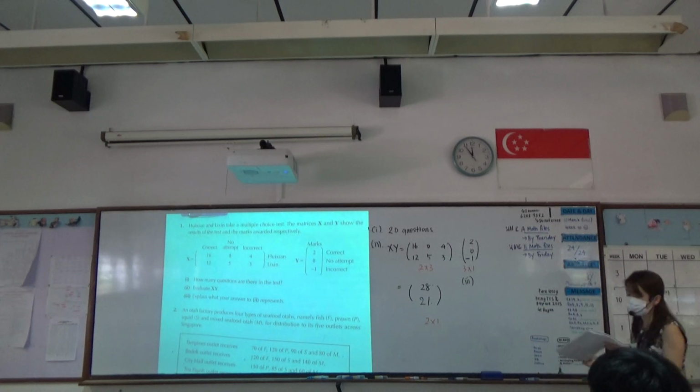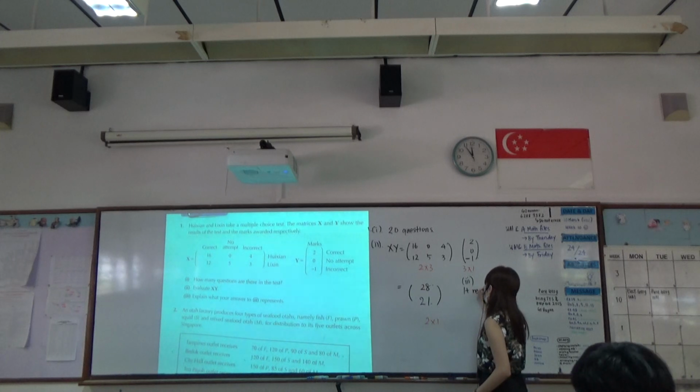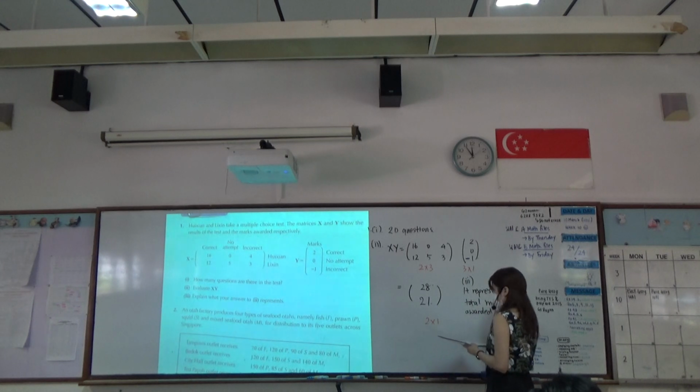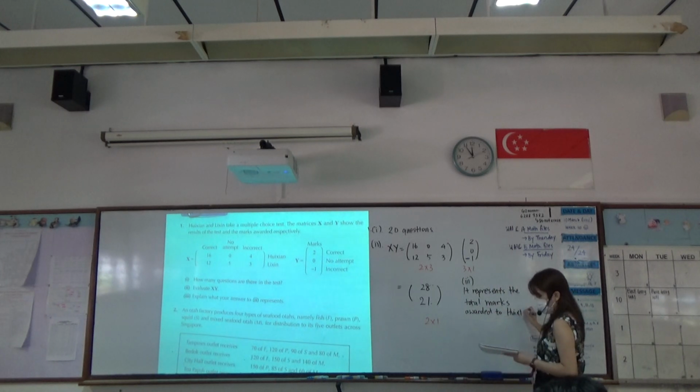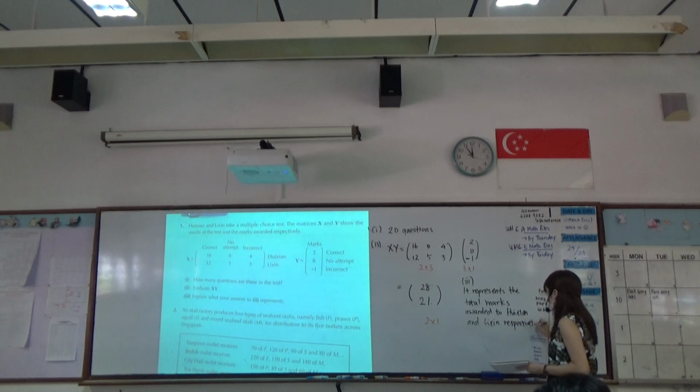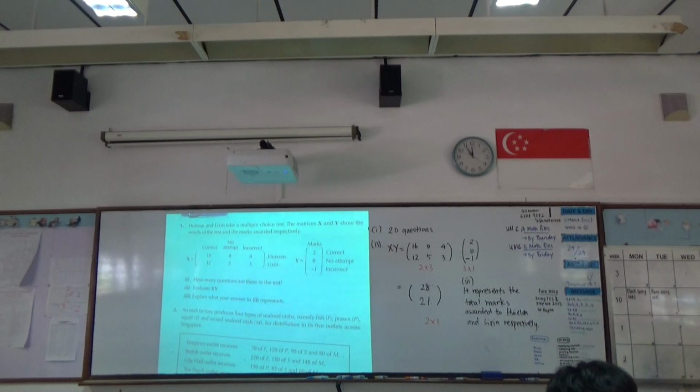To actually write it out with words, we can say that it represents the total marks awarded to Hui Xian and Li Xing respectively. We have to mention that these are the 2 girls involved. So you cannot just stop at it represents the total marks awarded. That's not true because it is awarded to each individual.